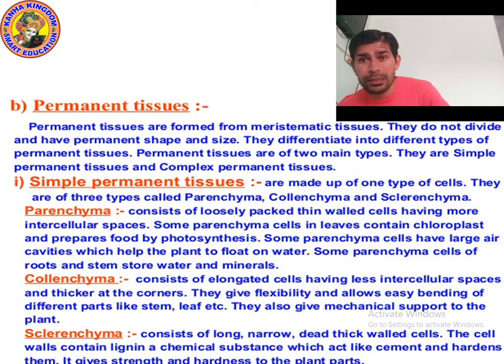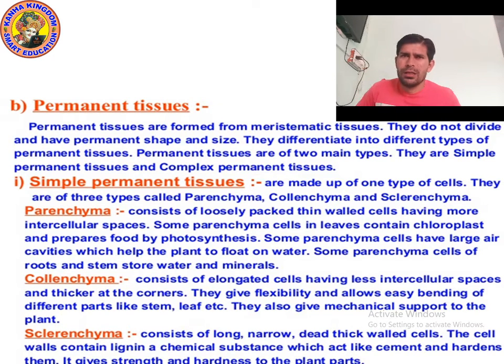We can divide permanent tissue into different categories. There are two types of permanent tissue: simple permanent tissue and complex permanent tissue. Simple permanent tissues are parenchyma, collenchyma, and sclerenchyma. I will also show you a picture in the next slide. As you can see on the screen, simple permanent tissue.